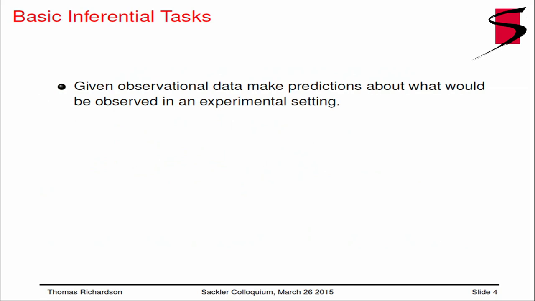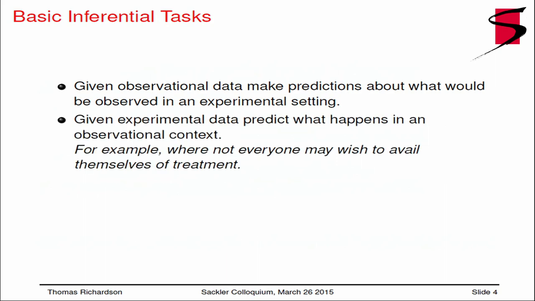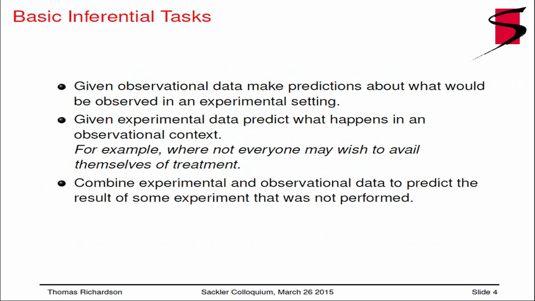And we then have basic inferential tasks, which were already discussed in Judea's talk. For example, given some observational data and a causal model, we might wish to make predictions about what would be observed in a particular experimental setting. This is the simplest task. We might also have data from experiments and wish to work out what will happen if a treatment is adopted in some population where some people will choose to take it and others won't. And there are elaborations on these where we combine experimental and observational data in various ways, and the extrapolation problems that Judea was talking about also fall into this category.